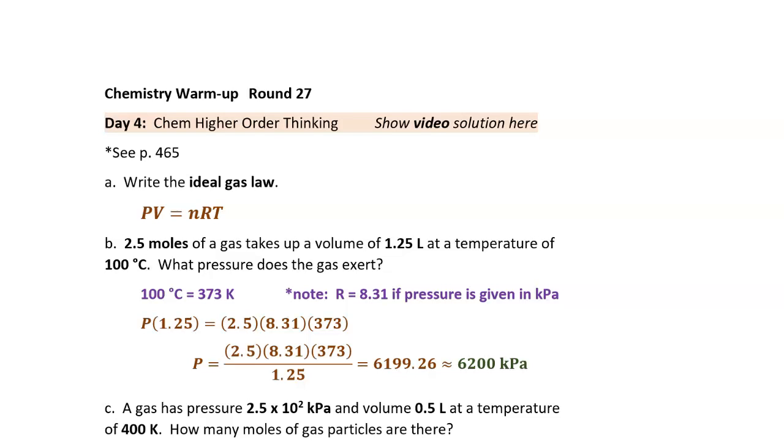Here are the answers for the day 4 bell work. Question A, write the ideal gas law. That's PV = nRT, shown here.